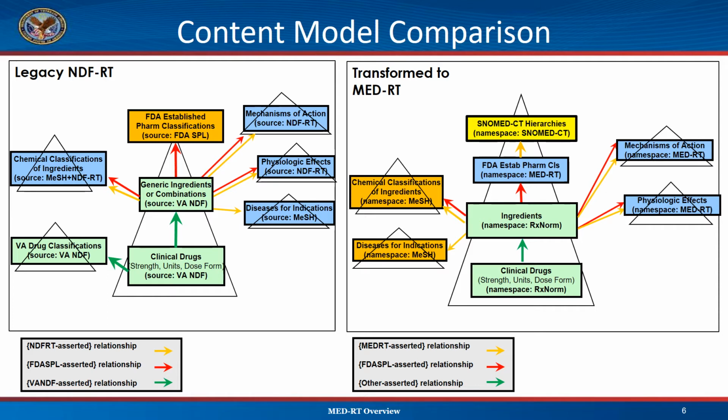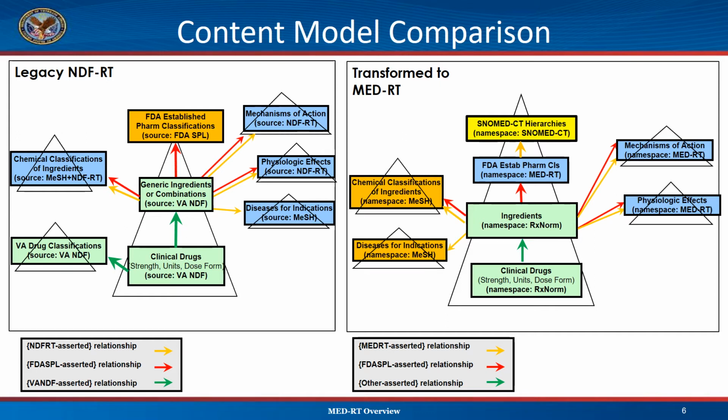This diagram compares the content model structures of NDF-RT to MedRT. The triangles represent hierarchies of related concepts, while the rectangles represent different categories of concepts. Each of the 4 colored rectangles represents a different terminology, with blue being MedRT and the other colors being the external terminologies that are referenced by MedRT. To recap, this knowledge base employs 4 terminologies: MedRT, RxNorm, MeSH, and SNOMED CT.